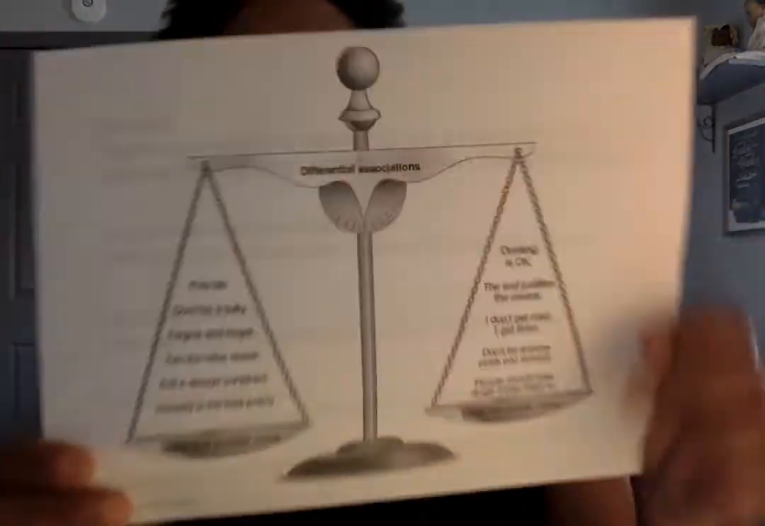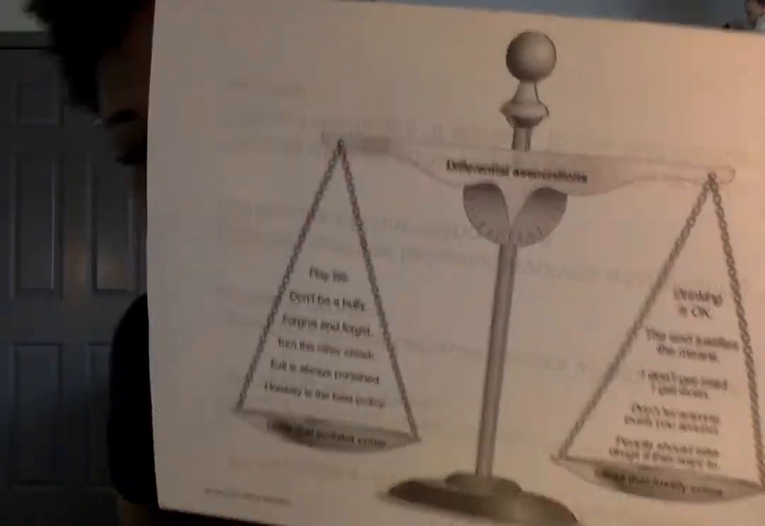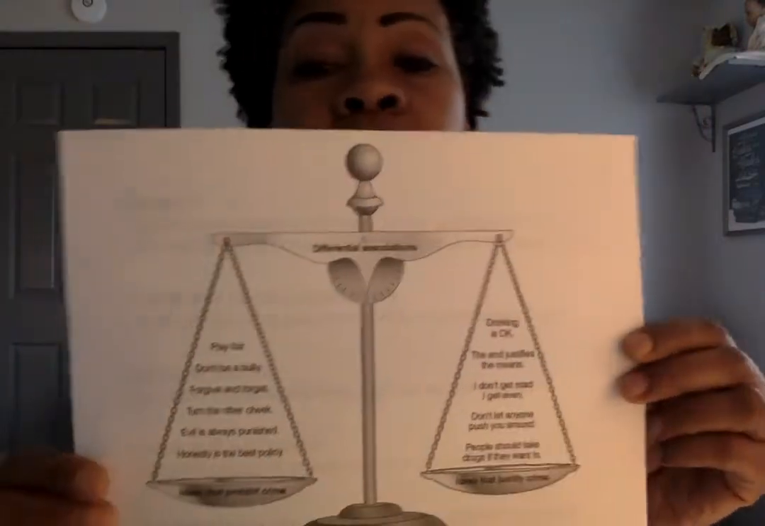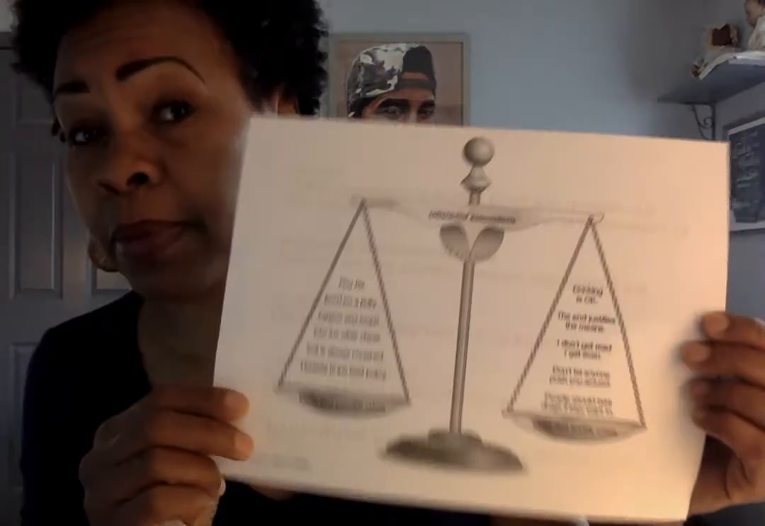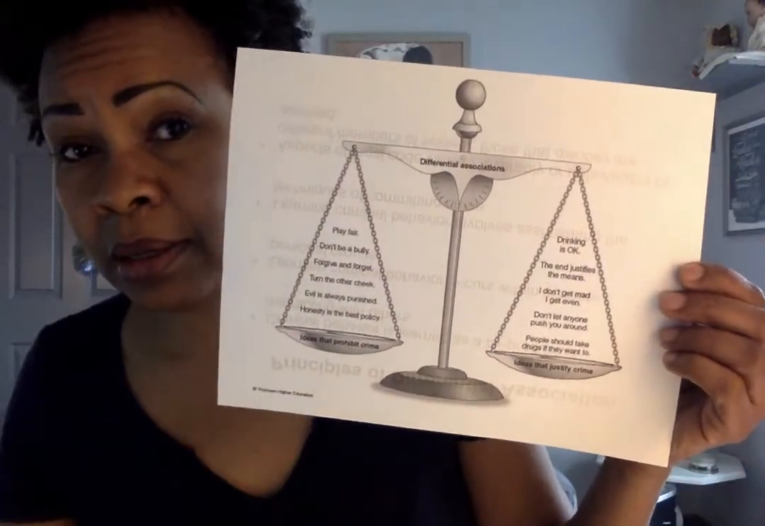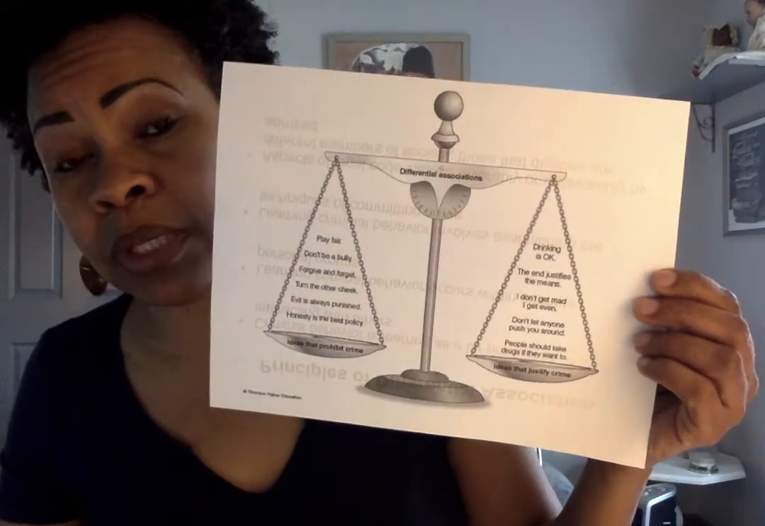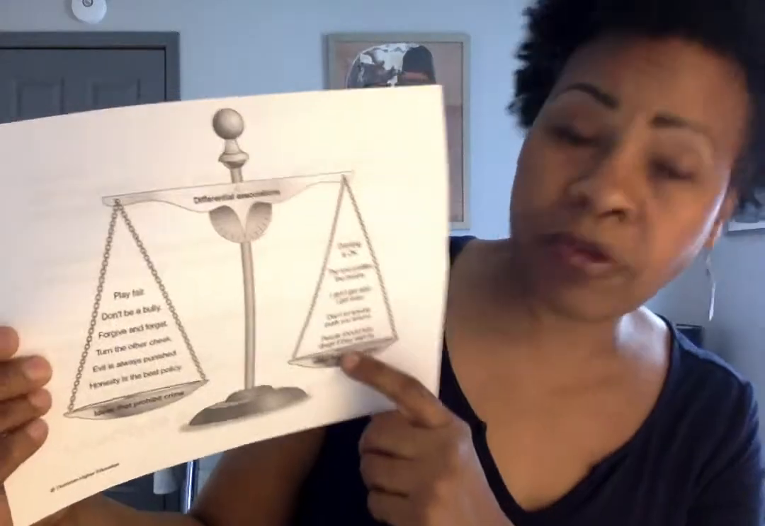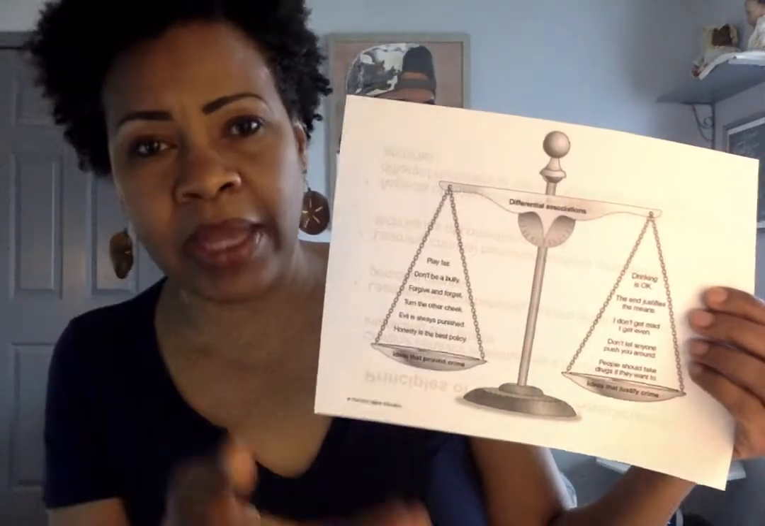So let's look at this little visual that I included in your discussion on differential association theory. Here's a scale. On one side, we have ideas that prohibit crime, meaning you're trying to prevent crime from happening. If you have these kinds of ideas or this value system, you're less likely to be criminal. Then on the other side, we have ideas that justify crime. Let's look at some of the statements that fit either side.